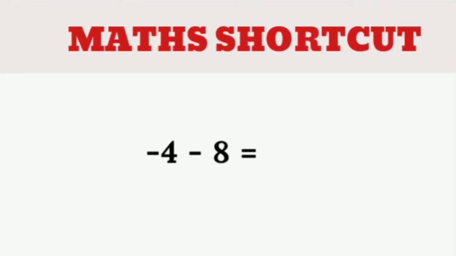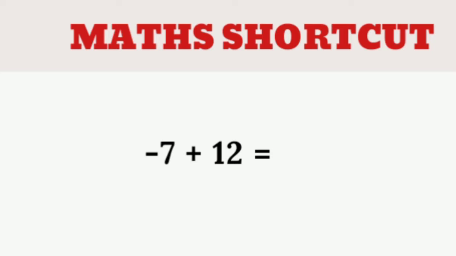All right, now to the next example. Minus 4 minus 8. The signs here are the same. And we know that same signs we add and put the sign in the answer. 4 plus 8 is 12. Because the same sign is minus, we will put minus in the answer. So minus 4 minus 8 is equal to minus 12. All right, to the next question.